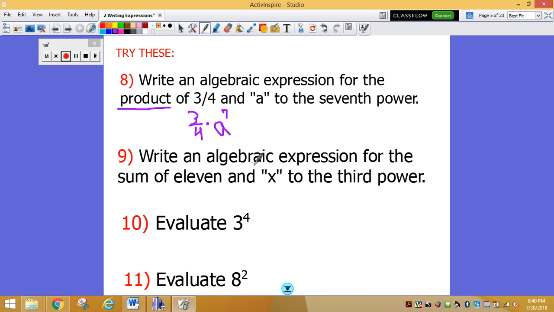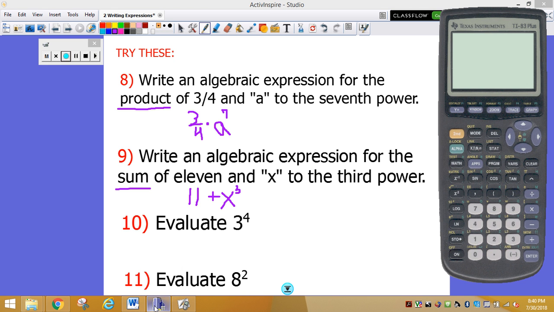Number 9, write an algebraic expression for the sum. Okay, that's important. Sum of 11. Sum means to add. And X to the 3rd power, which means I'm going to have a little 3 up here. Okay. All right, so now actually evaluating these.